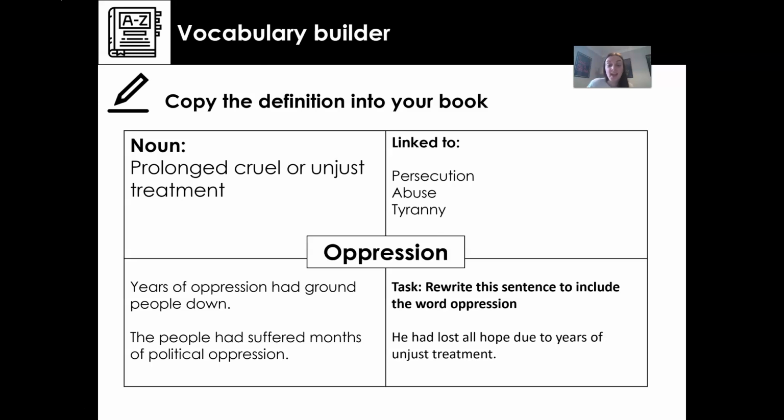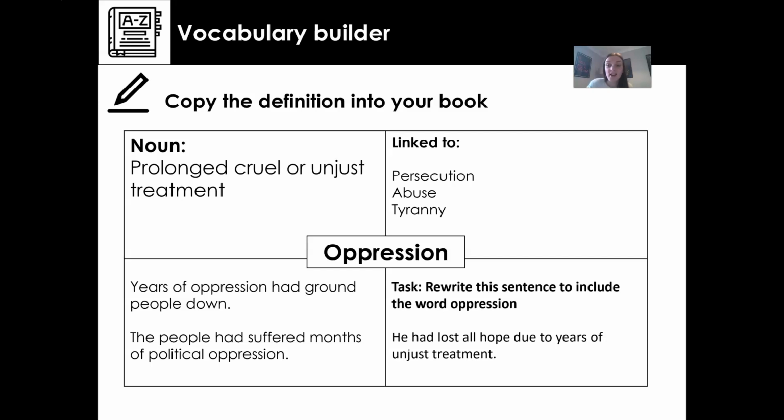Now you've done that, can you have a go at the task? The task is to rewrite this sentence to include the word oppression. Listen to the sentence first. He had lost all hope due to years of unjust treatment.